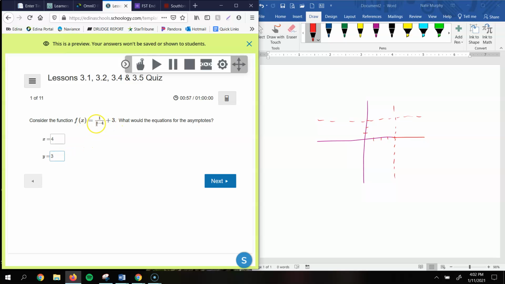So again, algebraically, we would set x minus 4 equal to 0 because we can't divide by 0. And so when you do that, you get x equals 4. And since this fraction will never equal 0, 0 plus 3 is 3, so y would never equal 3. So those are where your two asymptotes would be.